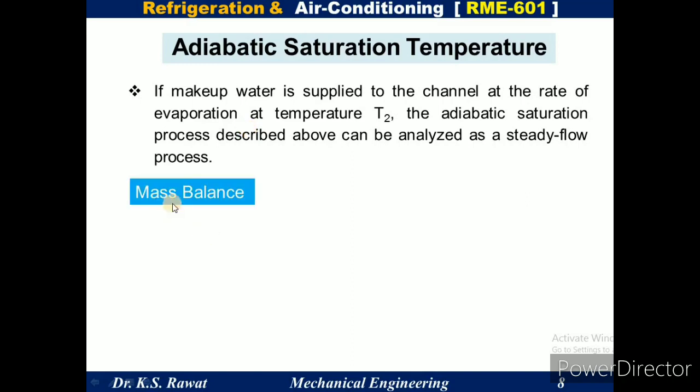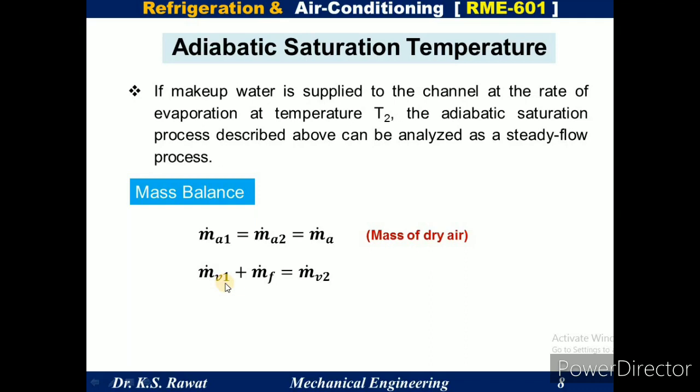So first apply the mass balance. As we know, moist air has two parts, dry air and water vapor. So we apply the mass balance separately. First for the dry air part. m dot A1 is the mass of dry air entering the system, and m dot A2 is the mass of the dry air exiting the system. There is no accumulation of mass, so m dot A1 is equal to m dot A2, which we can say m dot A.